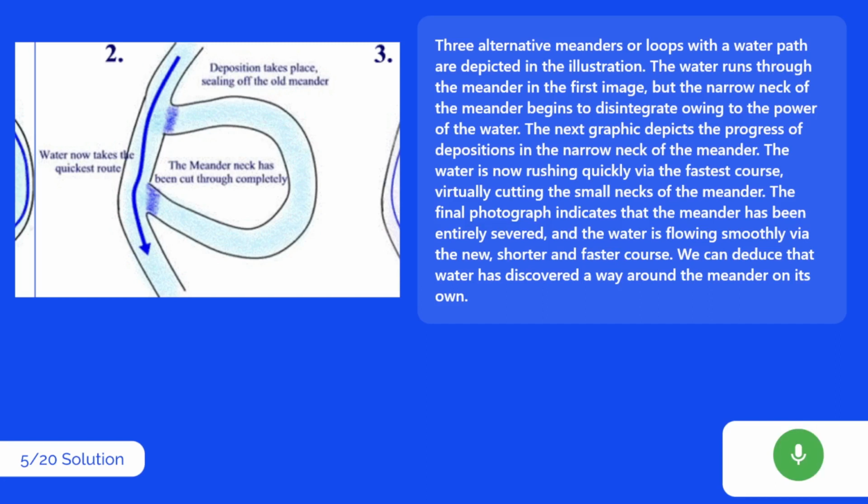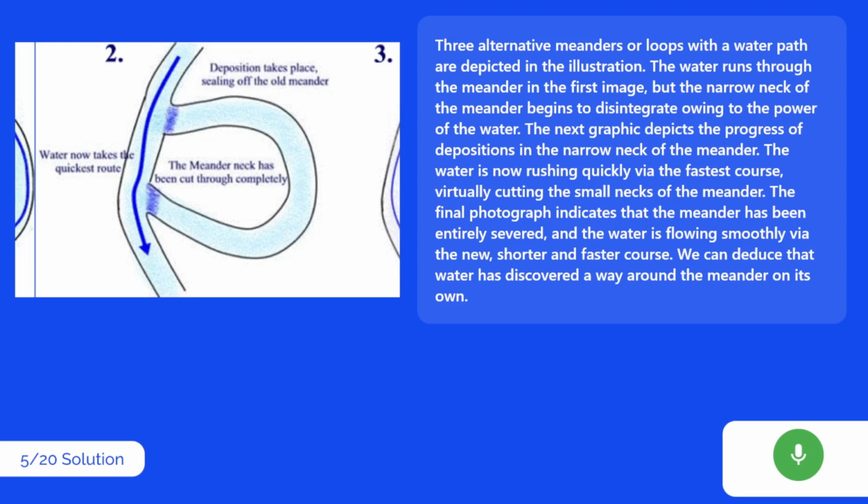Three alternative meanders or loops with a water path are depicted in the illustration. The water runs through the meander in the first image, but the narrow neck of the meander begins to disintegrate owing to the power of the water. The next graphic depicts the progress of depositions in the narrow neck of the meander.